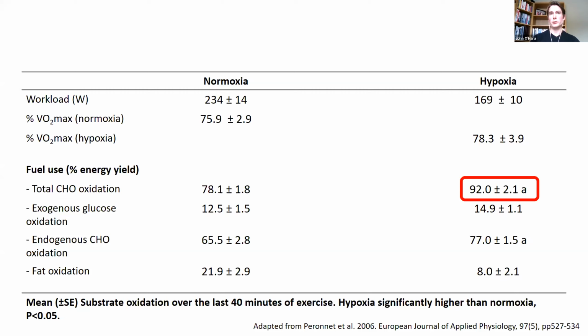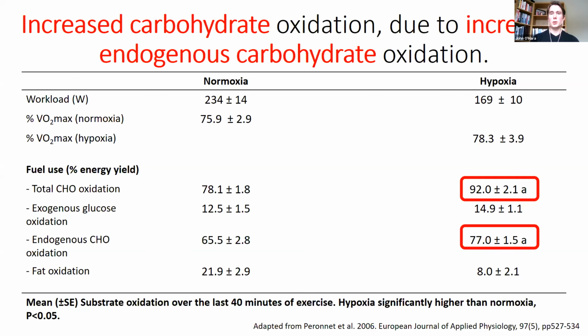There's no effect on exogenous glucose oxidation. Endogenous carbohydrate oxidation goes up as well. So the increase in whole body carbohydrate oxidation is due to an increase in endogenous carbohydrate oxidation. Now, this is a bit intriguing, because if endogenous carbohydrate oxidation goes up, does that leave us short of glycogen in the muscle and the liver for prolonged exercise? That's probably not a good thing.